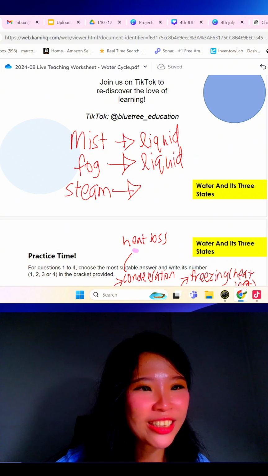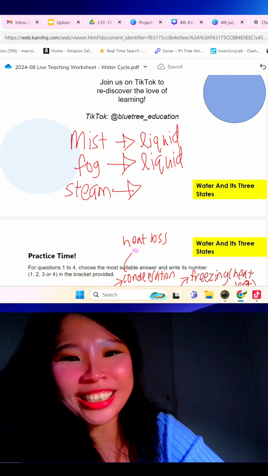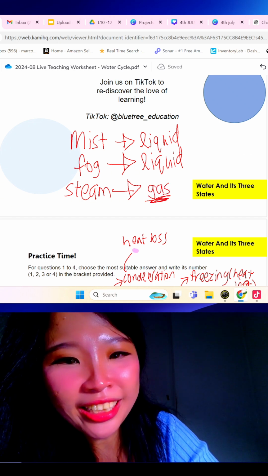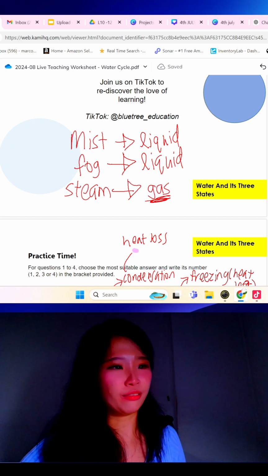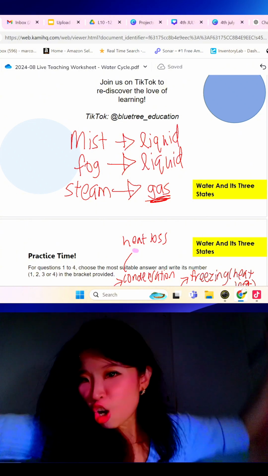Hee hee. Two monster. Say hee hee. What is hee hee? Okay, steam is gas, huh? Just make sure it's gas, okay? Gassy. Okay? Take note of this. Okay, very good.